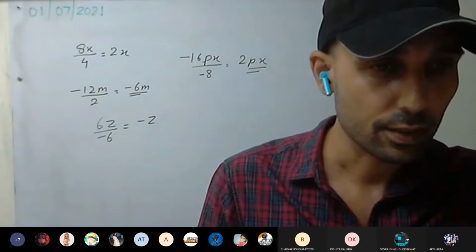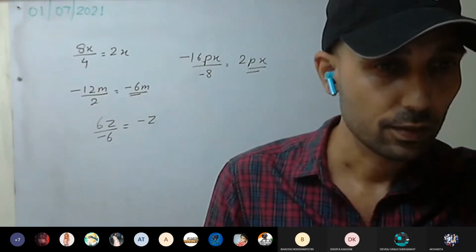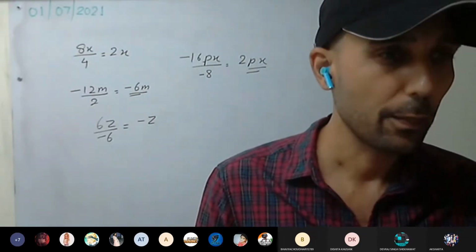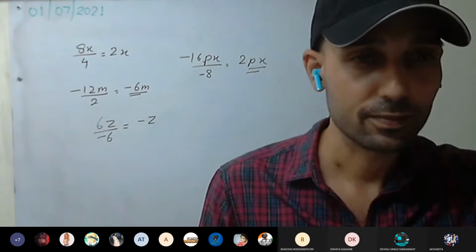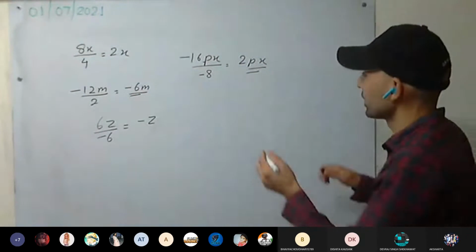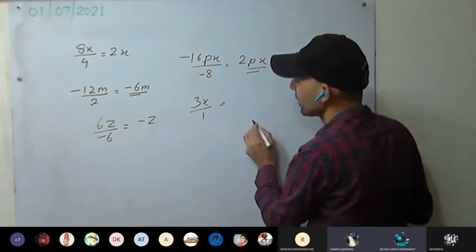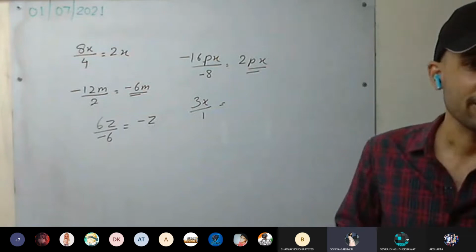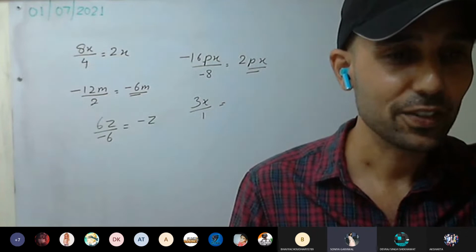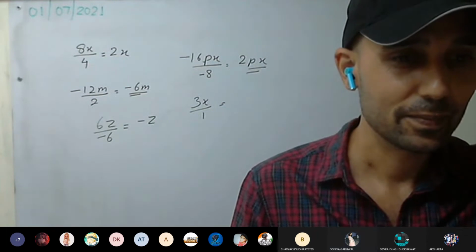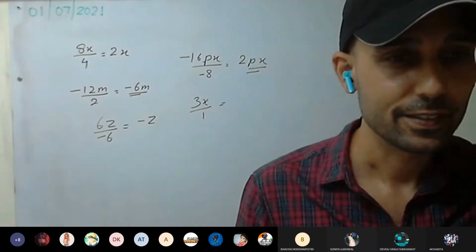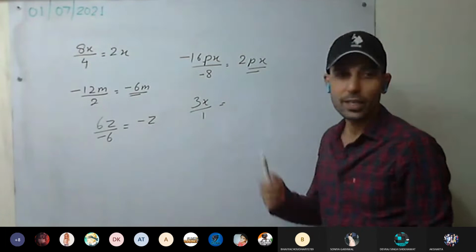Jatin. Next one. 3x divided by 1. It's very tough. 3x divided by 1. Jatin, answer it. Devraj, mute yourself. Jatin, answer it. Yes, sir. 3x divided by 1. What will be the answer?